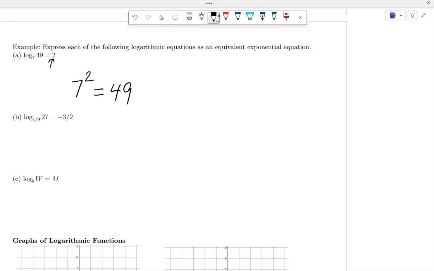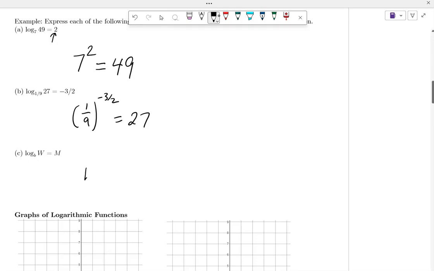What's the base? 1/9. What's the exponent? Negative 3 halves. -3/2, and the output must be 27. Cool. Put the parentheses. Just making sure you apply the exponent to both the top and the bottom. Because if I don't put the parentheses, then it just looks like the -3/2 might be on the 1. So that's why I put the parentheses around it. So you tell me the next one.